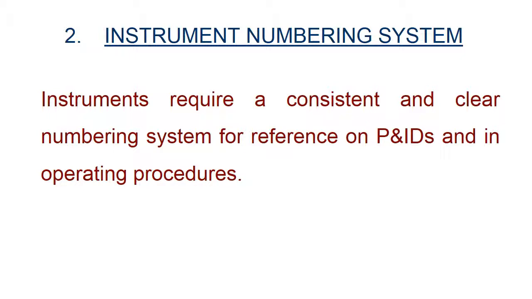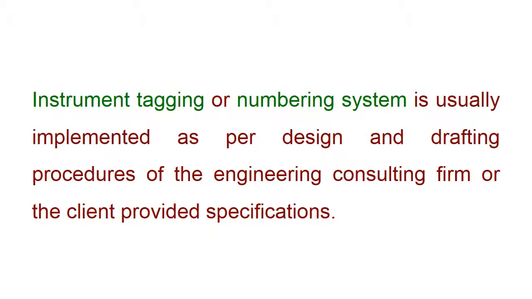Instruments require a consistent and clear numbering system for reference on P&IDs and in operating procedures. Instrument tagging or numbering system is usually implemented as per design and drafting procedures of the engineering consulting firm or the client-provided specifications.